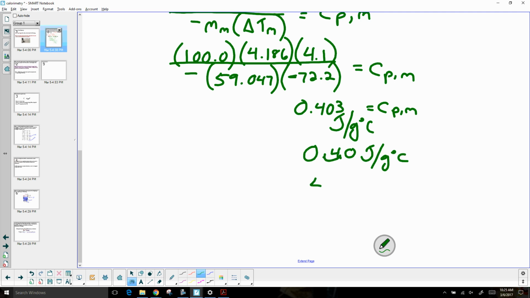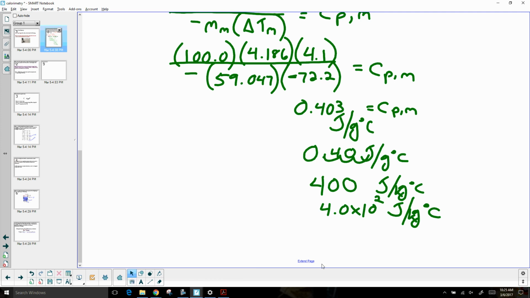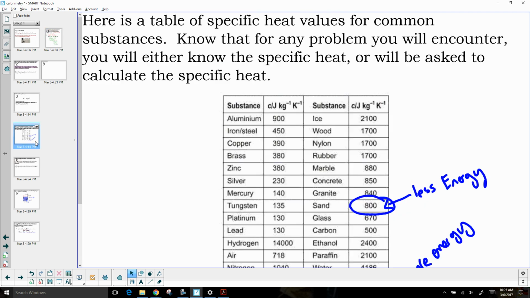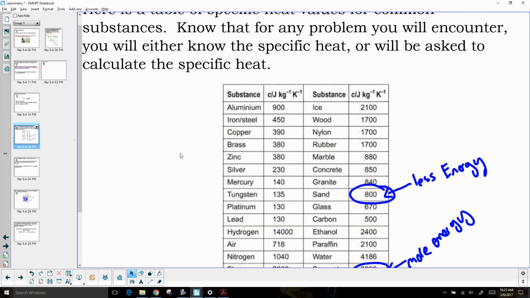or 400 joules per kilogram degrees Celsius, with the correct sig figs, 4.0 times 10 to the second. I changed that back to kilograms because if I remember back on my table, I can use that value to identify the metal. And since my value was somewhere between 390 and 450, I can ascertain that the identity of my metal has to be some alloy that contains iron and steel, and maybe some copper in there somewhere. So it's either iron, steel, or copper, which would be the identity of my metal.